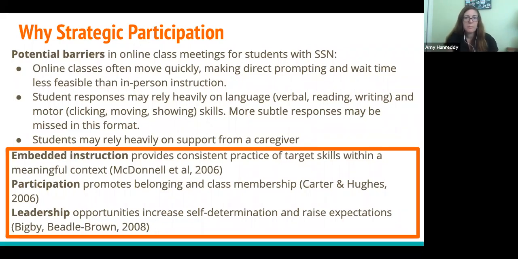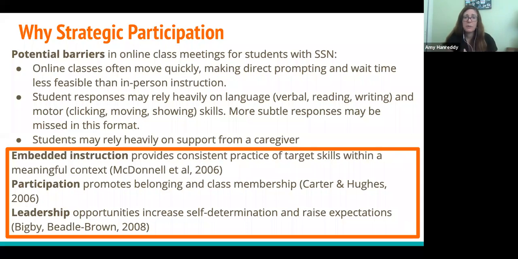We also know that student responses might rely really heavily on language, both language input and language output. So teachers might rely heavily on verbal speech in explaining directions and giving input. They might do a lot of text, like on the slide right now, a lot of text-based content. And it also might rely heavily on things like motor skills. So students need to be able to click or drag something on the screen or type something into the chat. That works really well for a lot of students, but for students with significant support needs who might respond in more subtle ways through nonverbal communication, or who might have speech that is difficult to decipher in this format, it might be harder for them to participate.